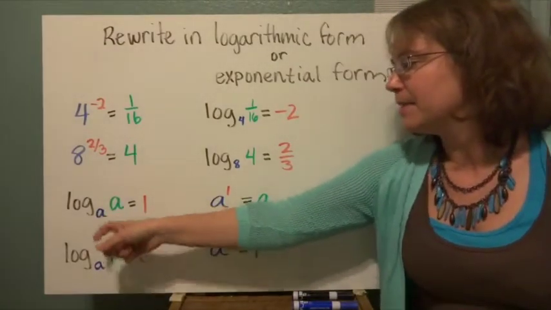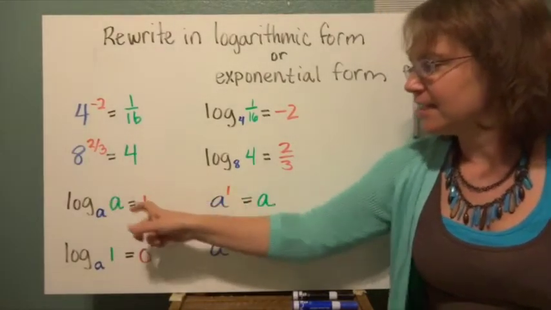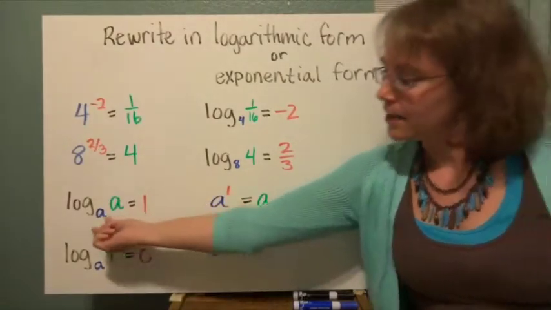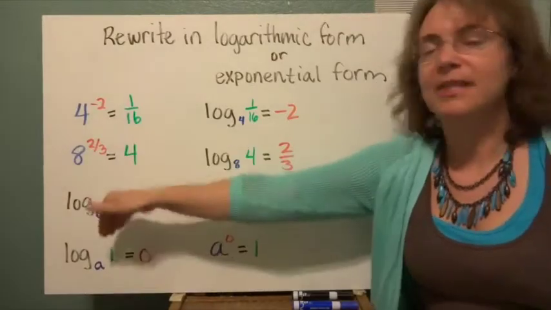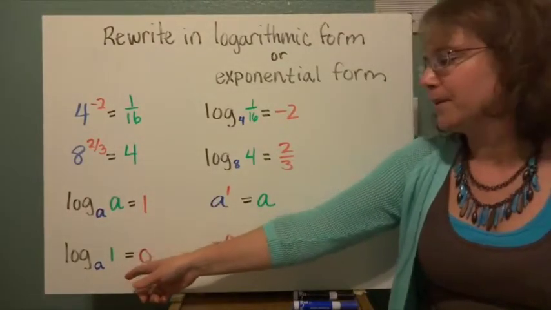So if a happens to be 3 or 4 or 5 or 10, if this matches this, I'm going to get a 1, because whatever this is to the 1st power is going to get me back to that original 1. Here's another one that's pretty common.